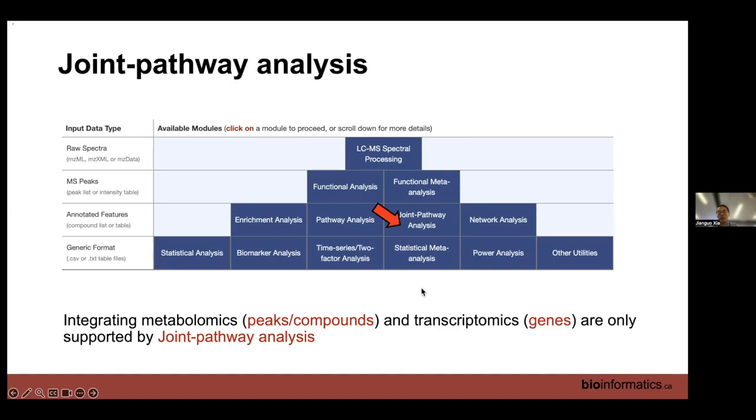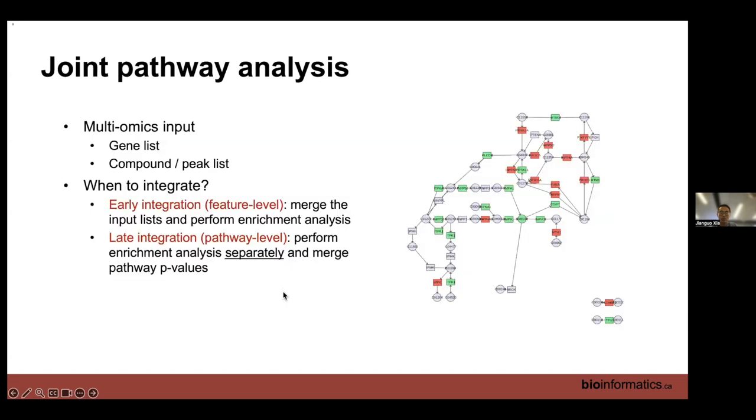What we have done is put it in MetaboAnalyst and let people do it using a web interface. One of the things we found hard, but managed to get done, is how to get peaks in there, because peaks can also be meaningful. How could we integrate peaks together with genes? This is a part called joint pathway analysis. You should explore it if you have peaks or compounds and genes.